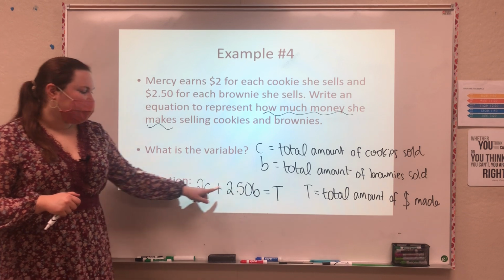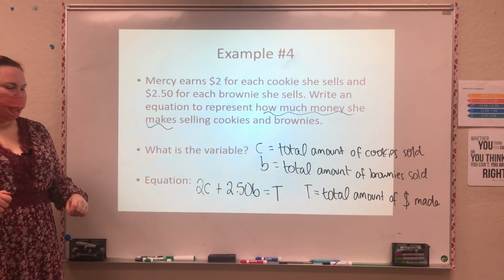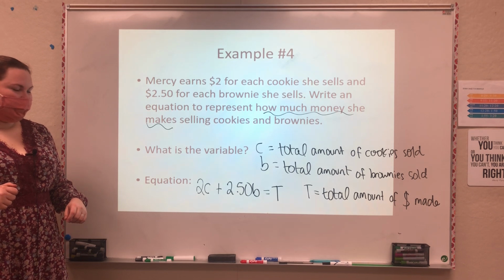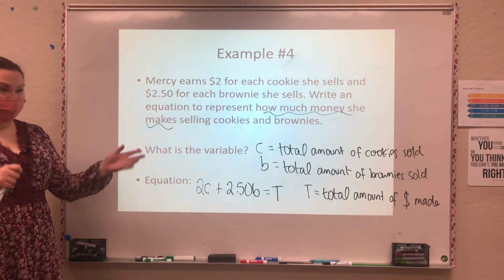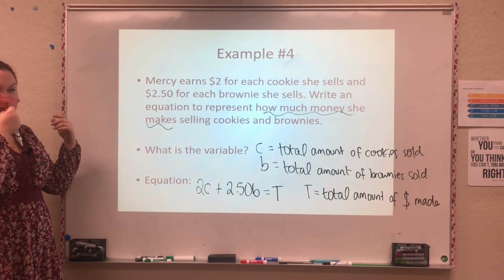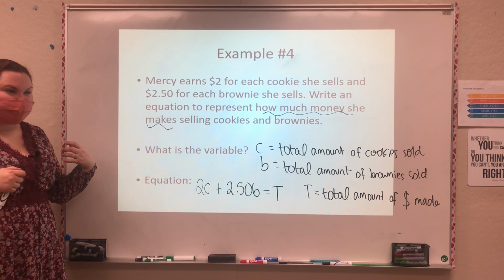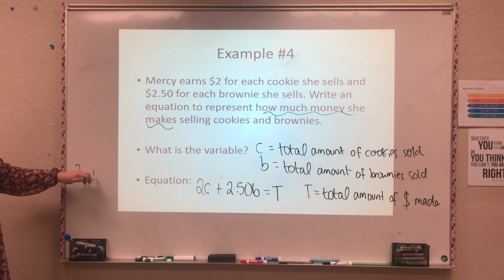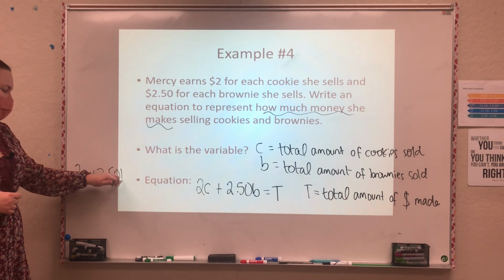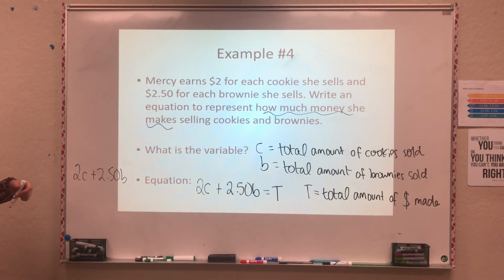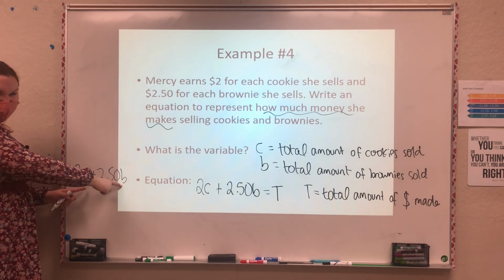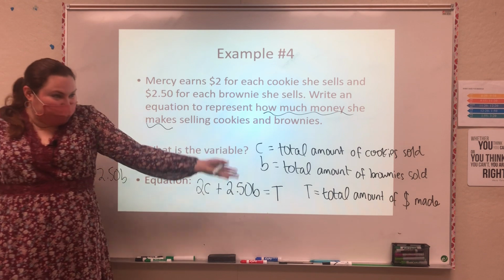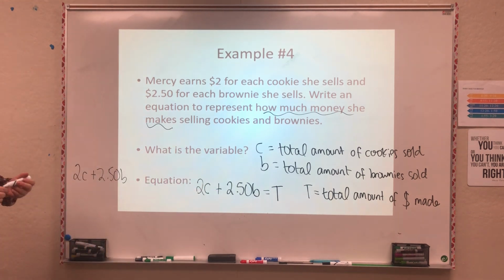Let's talk a little more about it. Can I add these two things together? No. Why not? They're separate amounts, separate items. Go back to what we learned about combining like terms. If it wasn't a word problem, if I just gave you 2C plus 250B, they don't have the same variables or exponents. They're not like terms. They're two different things. We can't add them up together.